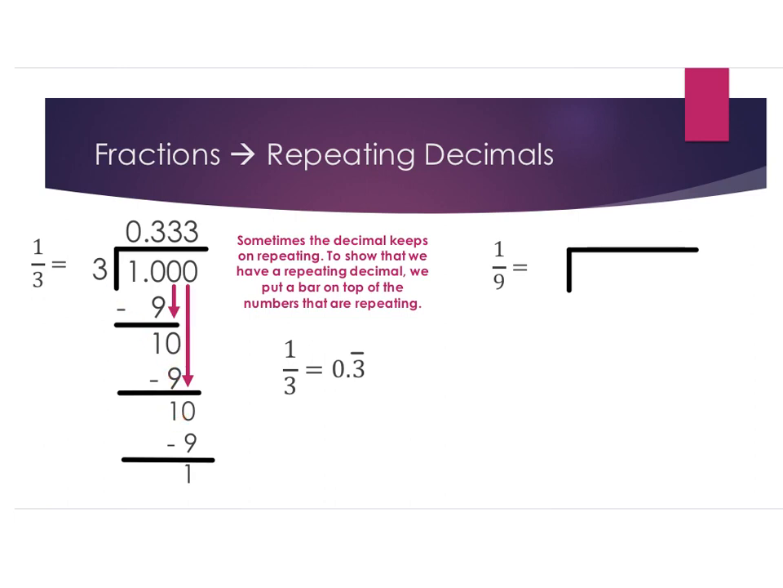I'm noticing a pattern. I'm just going to add another 0, bring it down. Can 3 go into 10? Yes, it can. 3 times. 3 times 3 is 9. 10 minus 9 is 1. Are you guys seeing the pattern?